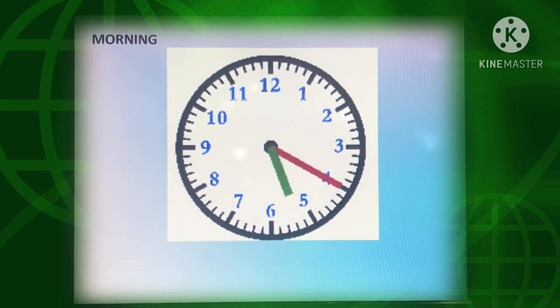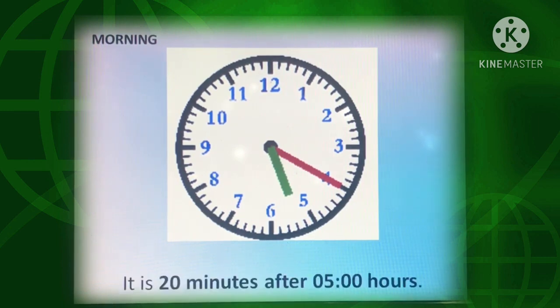Another one, we have here that the short hand is pointing at 5, and the long hand or the minute hand is pointing at 4, which is 20 minutes. So what is the time? It is 20 minutes after 5 hours, or we write it as 5:20 hours, and we read it as 05:20 hours.